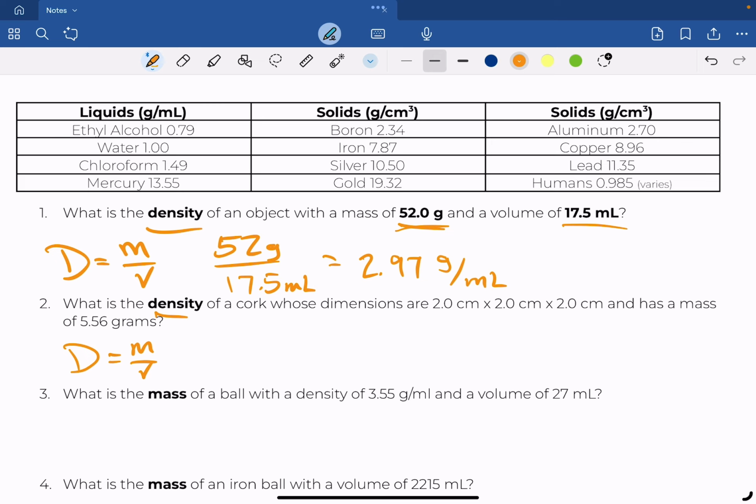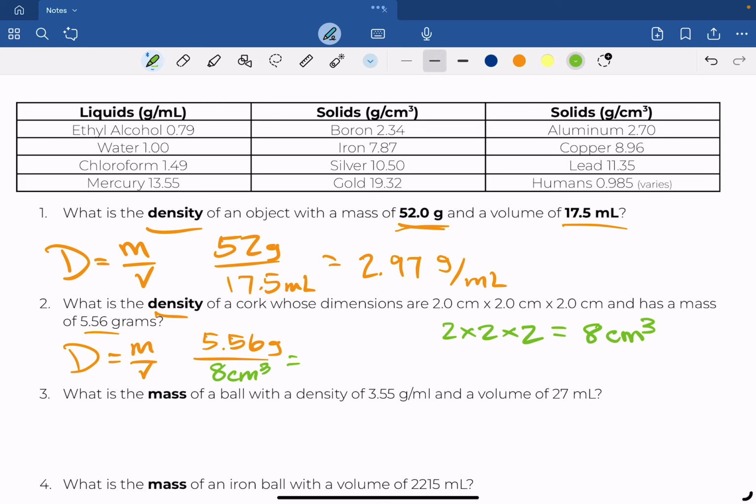We have dimensions of a cork, 2 by 2 by 2, and we are given a mass of 5.56 grams. All right, well, 5.56 would be our mass, 5.56 grams. We got to put that on top, and then on the bottom we would put volume. In this case, we are given dimensions, so we have to first do 2 times 2 times 2. 2 times 2 is 4, times another 2 would be 8, and we did centimeters 3 times, so centimeters cubed is what we're using here. So 8 centimeters cubed is our volume.